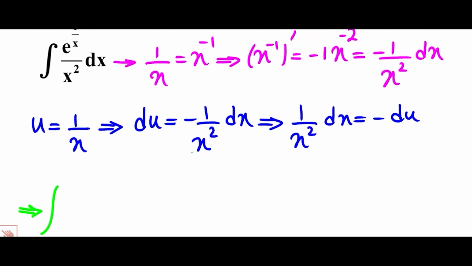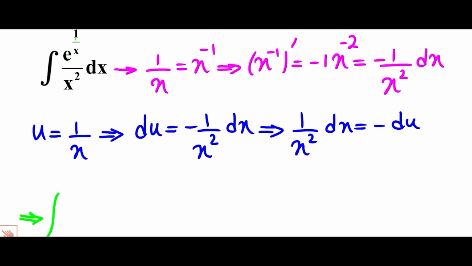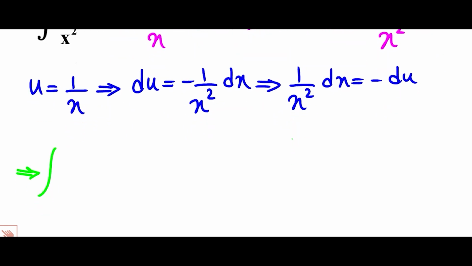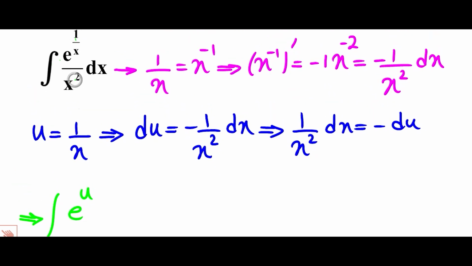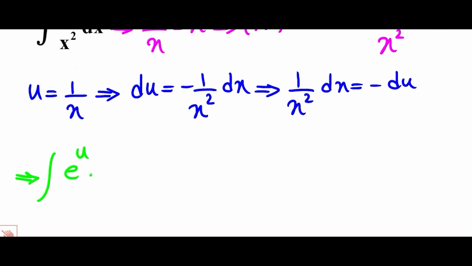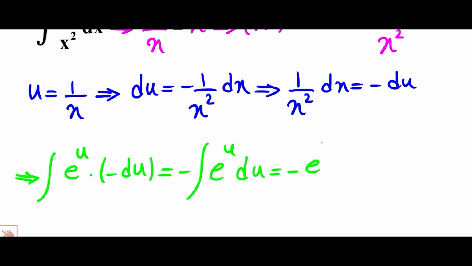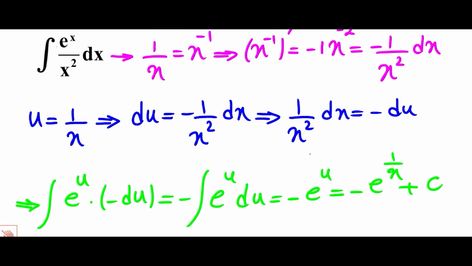So we have the integral of e to the 1 over x, which equals e to the u, and 1 over x squared dx equals negative du. So we have negative e to the u du, and we know that the integral of e to the u with respect to u equals e to the u, or negative e to the 1 over x plus c. This example is very important.